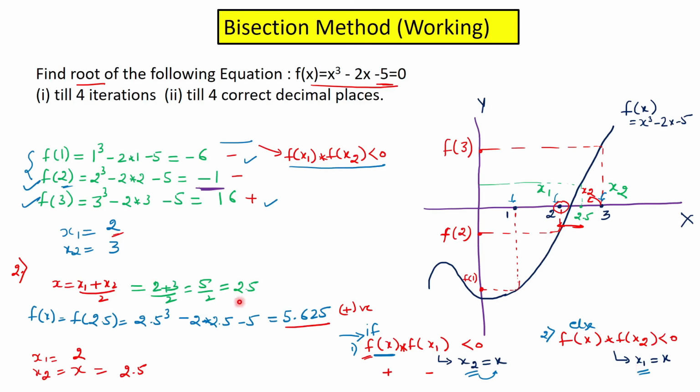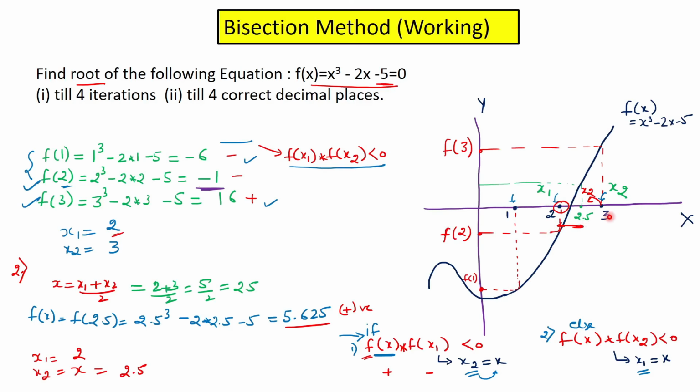And when I found the midpoint, I got 2.5. In this first iteration, this condition was getting true, so I was changing x2. That means I was changing 3 to 2.5. Let's say if I change x1 here, then this 2 will become 2.5, and my new boundary will be 2.5 and 3.